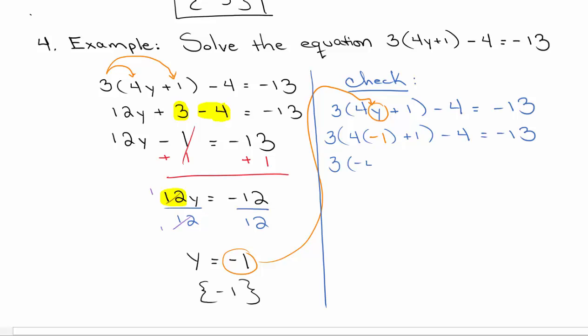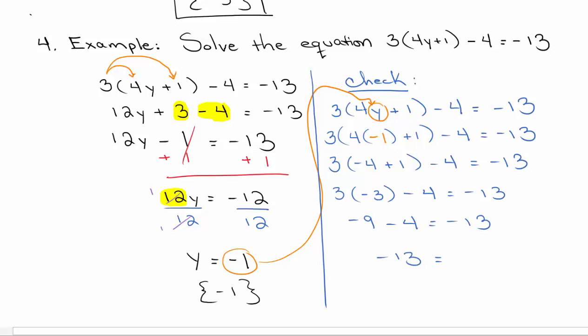Four times negative 1 is going to give me negative 4. Working inside the parentheses, remember we follow order of operations, grouping symbols first. Negative 4 plus 1 is going to give me negative 3. 3 times negative 3 is negative 9. And negative 9 minus 4 is negative 13. Negative 13 is equal to negative 13. This is a true statement. Therefore, yes, negative 1 is the solution to this equation. Okay, very good.